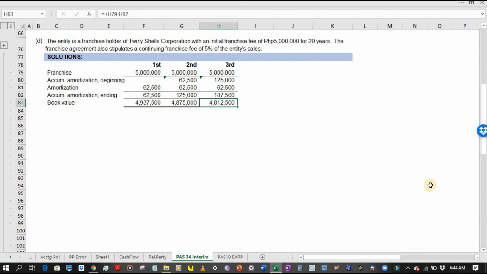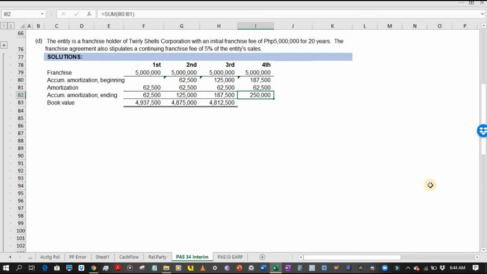Then lastly, the fourth quarter. For the fourth quarter, the franchise is 5 million, and we will begin at an accumulated amortization of 187,500. So the amortization expense for the fourth quarter, which covers October to December, is also 62,500, and this is the amount that will appear in the income statement for the fourth quarter. And the accumulated amortization at the end of the fourth quarter is 250,000 pesos.